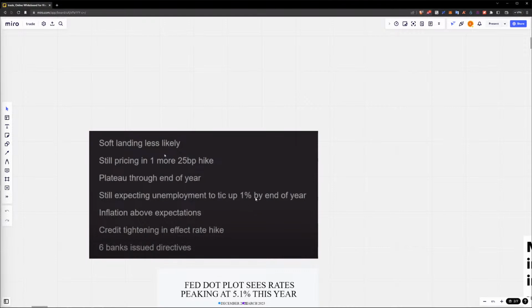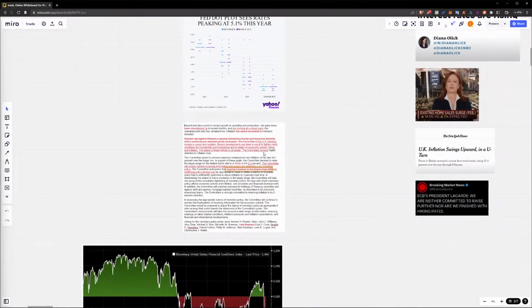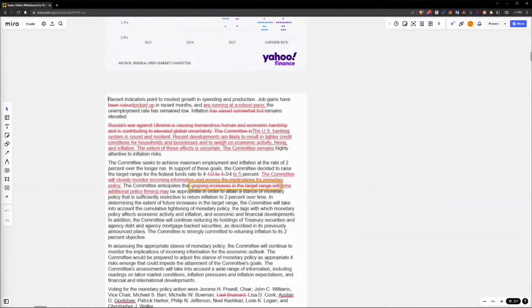This is how you could kill the demand. And they also repeated that inflation was above their expectations. But why are they now not talking about raising till June? Because what they see, the credit tightening in effect, will have the same effect as the rate hikes. And they changed their statement rather than ongoing increases in the target range.